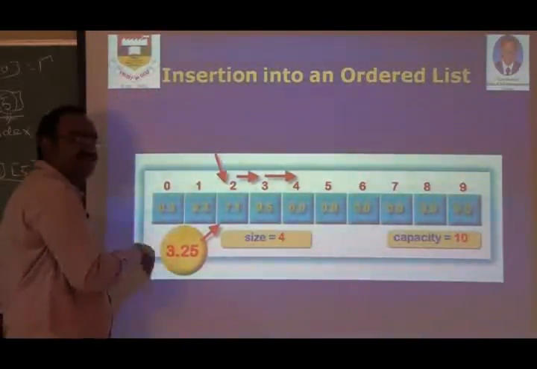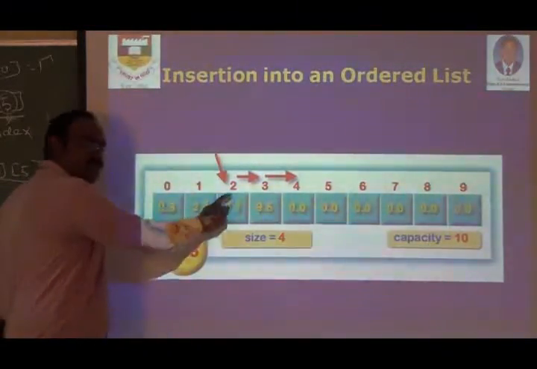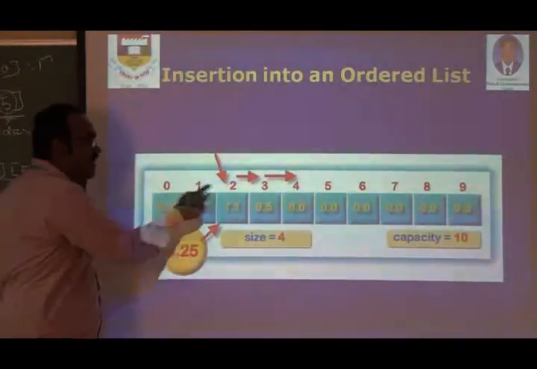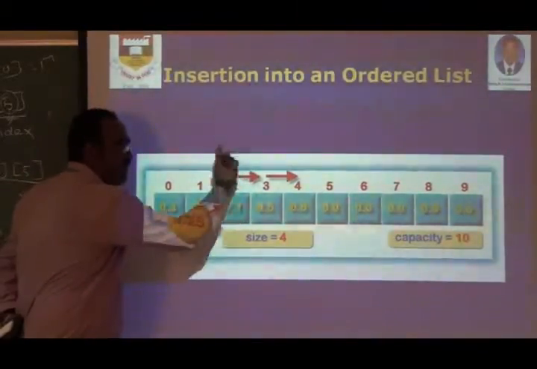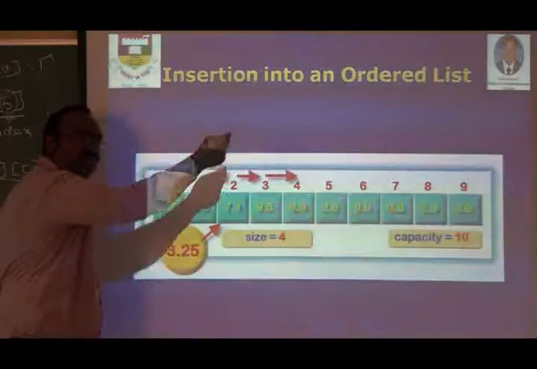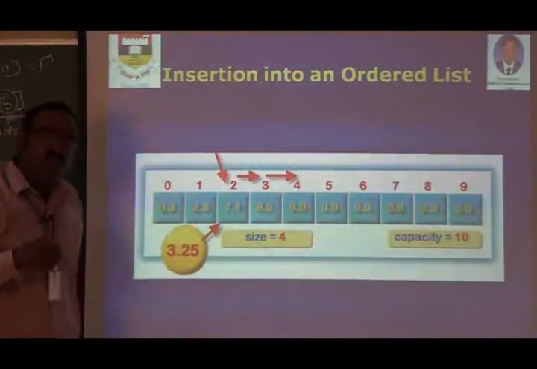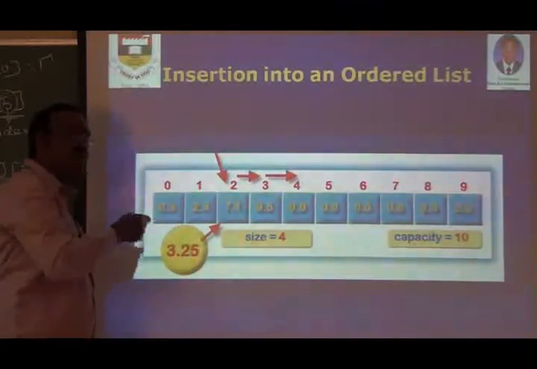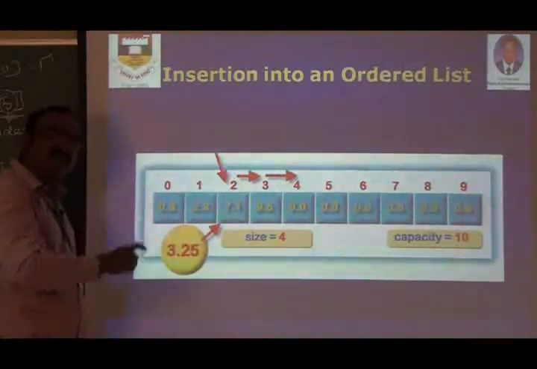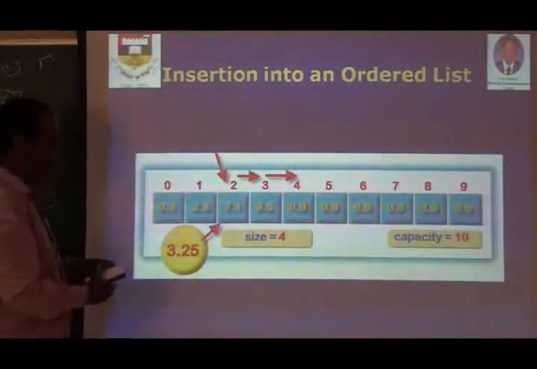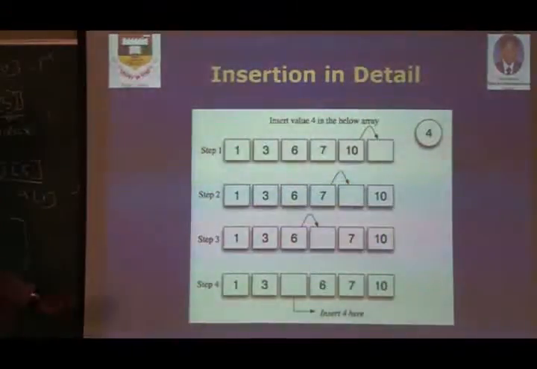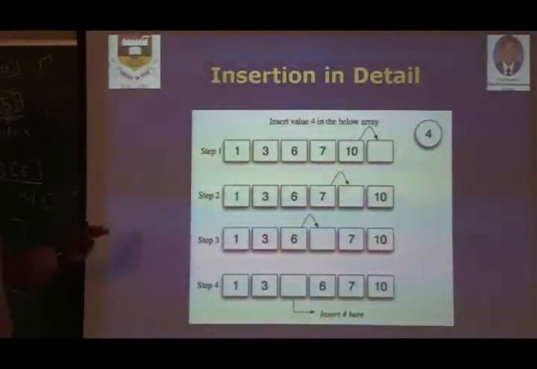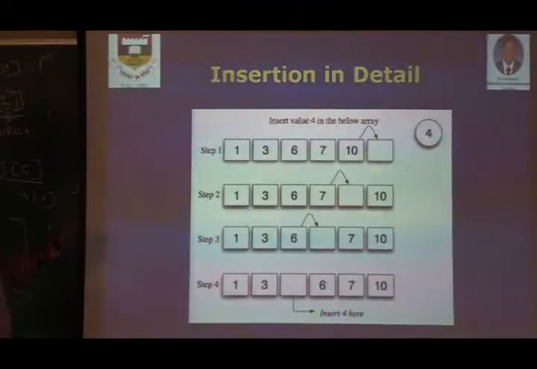So after inserting, what happened? Position 2 has 3.25 and position 3 has 7.1. It's moved, and the next ones are also going to be moved. After inserting, we increment the size of the array. Initially it was 4. After inserting 3.25, the size of the array is 5. So this is insertion in detail. So this is what happens, before we see the example.